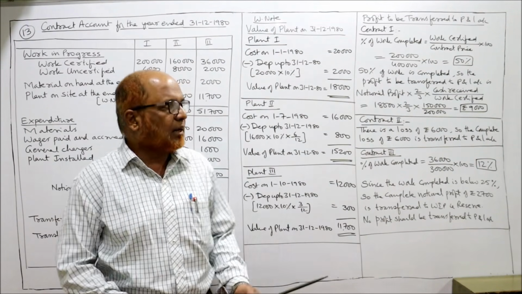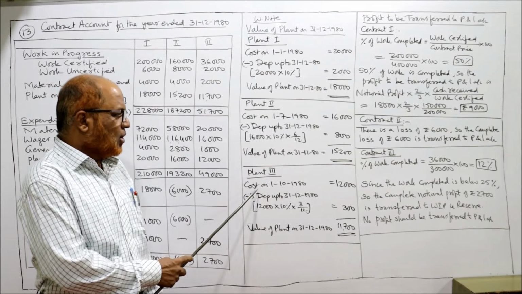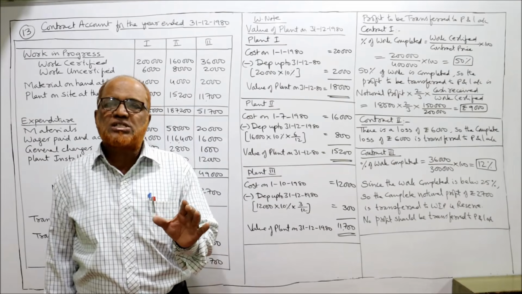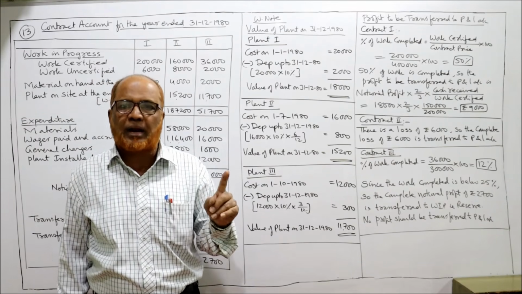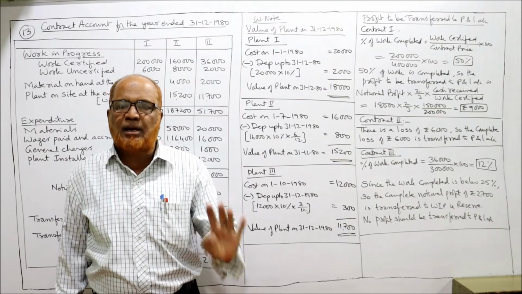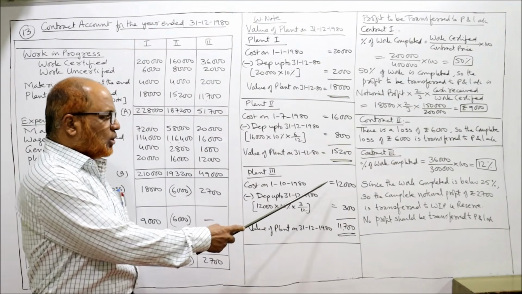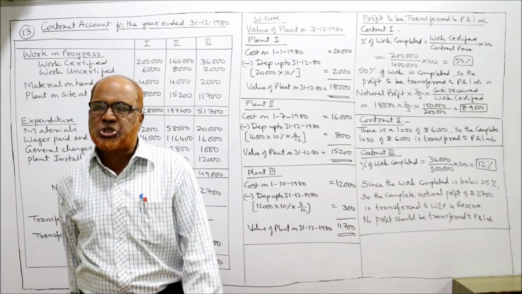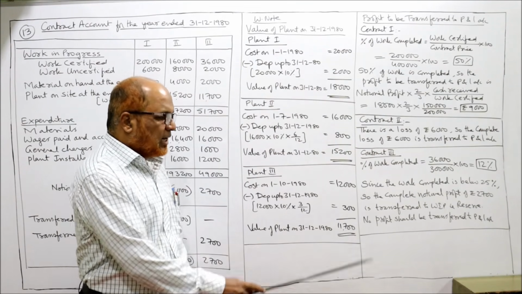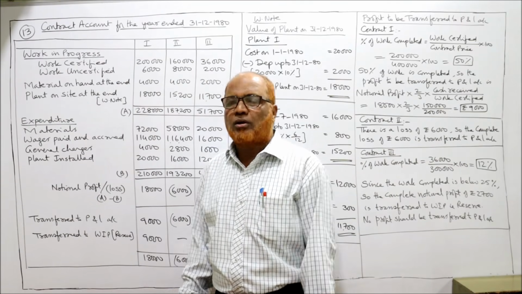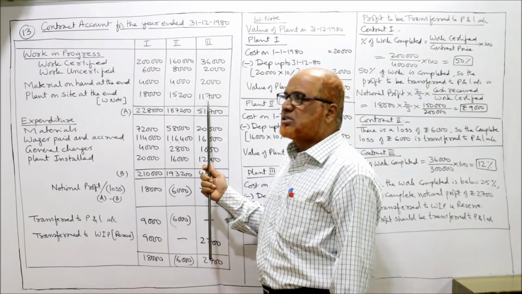Right? Now plant number 3. Cost on 1st October 1980. The third contract was started on 1st October. So October, November, December. Only 3 month depreciation we have to calculate. So 12,000 into 10% into 3 by 12, 300 rupees depreciation. So 12,000 minus 300, 11,700 is the value of the plant on contract 3, 11,700.